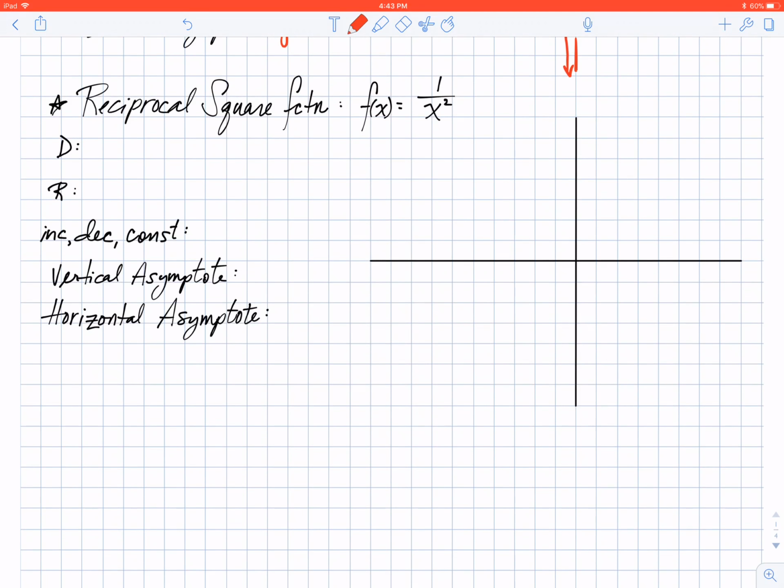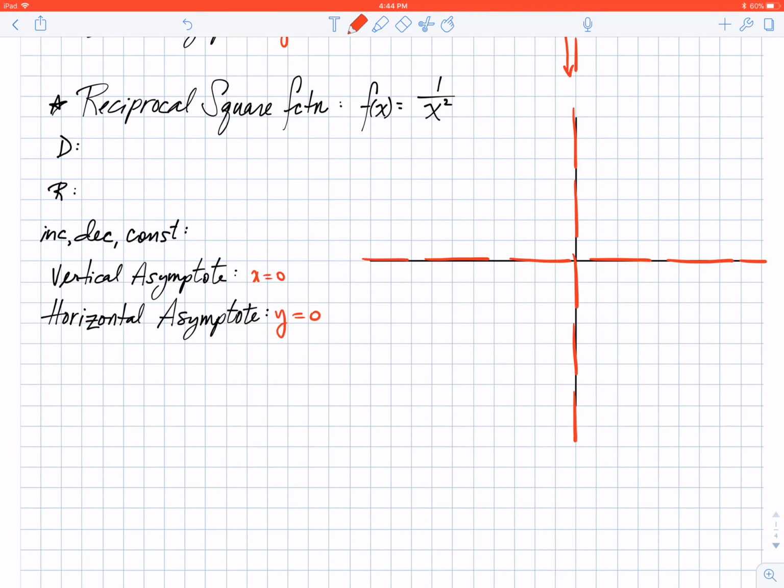Now let's go to the reciprocal square function. This is very similar. Once again, I cannot have a 0 on bottom. So this gives me a vertical asymptote at x equals 0. We'll go ahead and write that down. Since I can never make my y equal 0, I have a horizontal asymptote on the x-axis, also known as y equals 0. All horizontal lines have y equals a number.